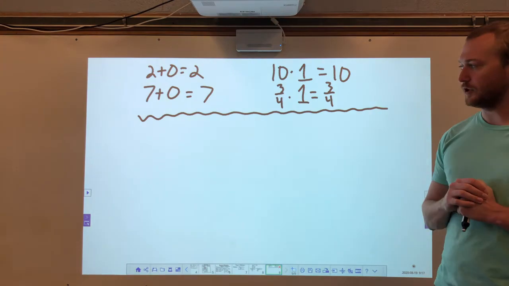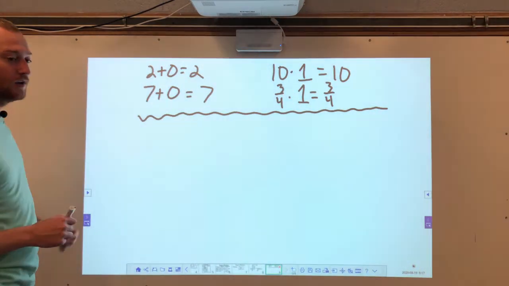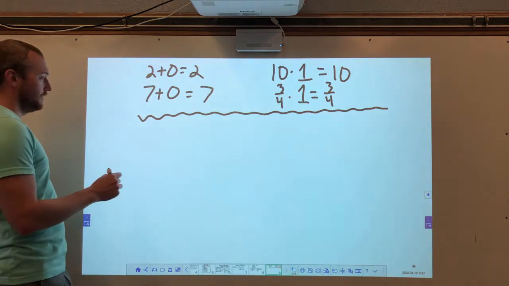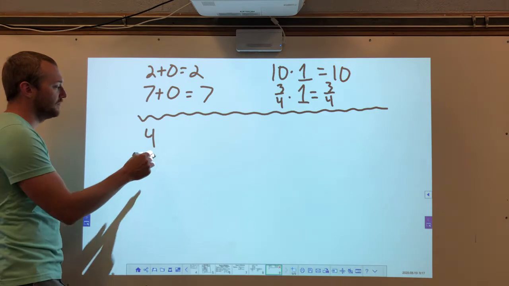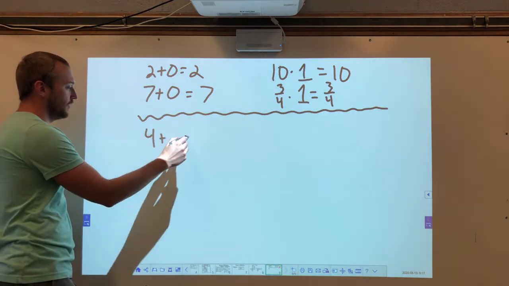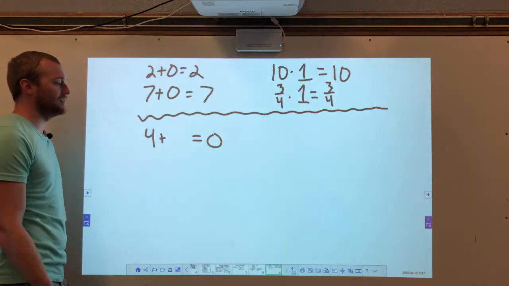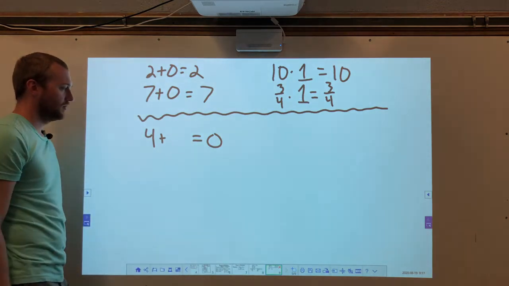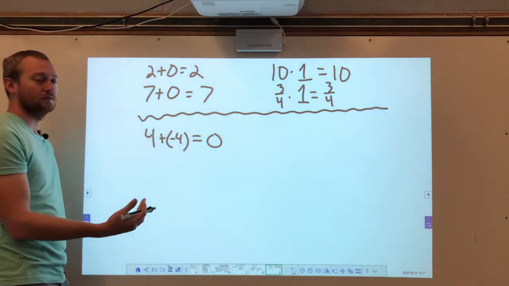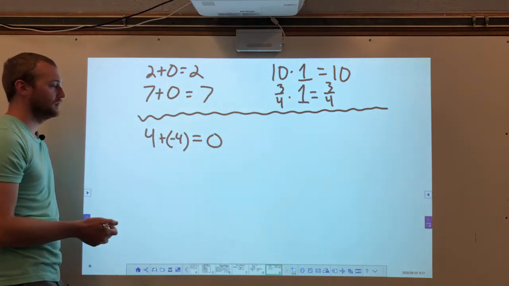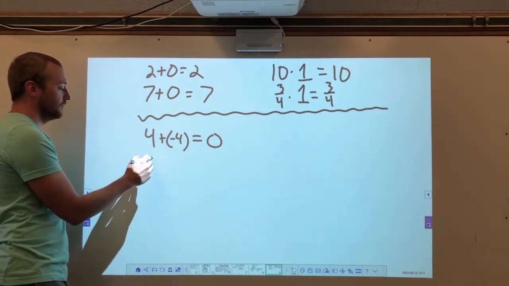Now one of the trickier ones, the inverse property. Maybe not the addition part, but if I have 4 plus what number gives me the additive identity, which is 0? It's going to be 4 plus its inverse, which is negative 4. 4's additive inverse is negative 4.